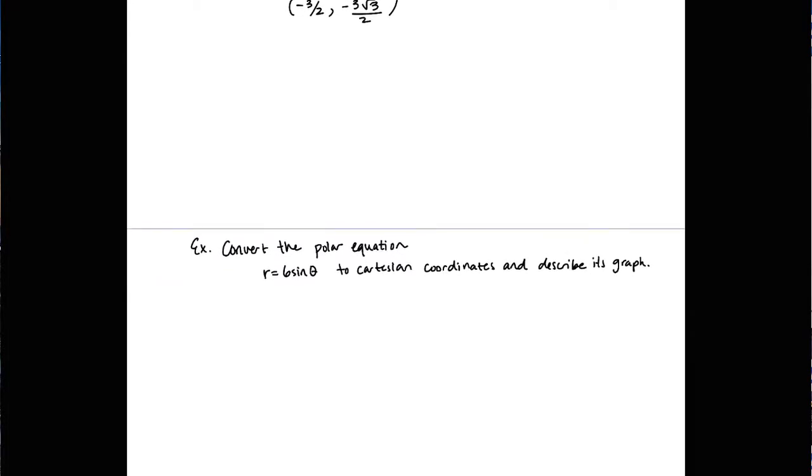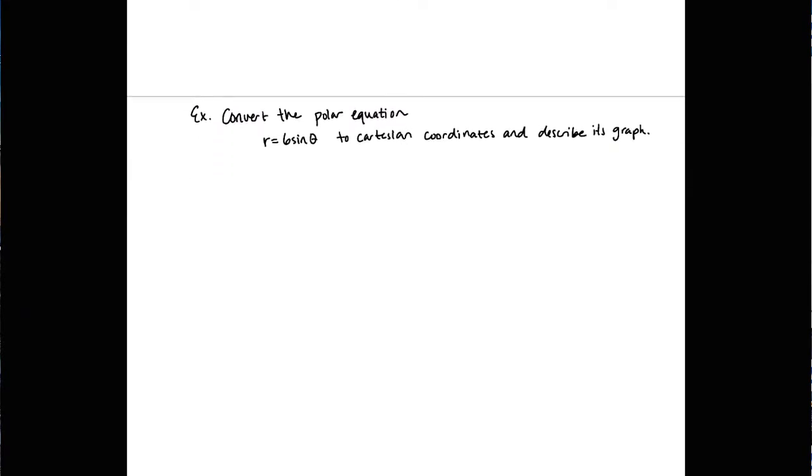Okay, so let's take a look at converting the polar equation r equals 6 sine theta to Cartesian coordinates and describing its graph. So we just did how we do a single point, and now in this example, we're going to convert the entire equation to Cartesian coordinates. These are going to be a little bit trickier for sure. Not impossibly hard, but definitely trickier.